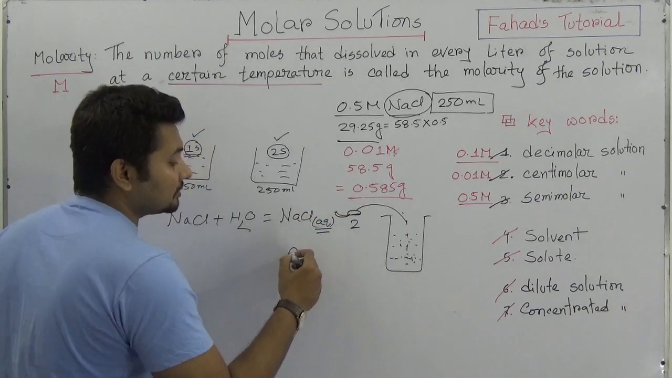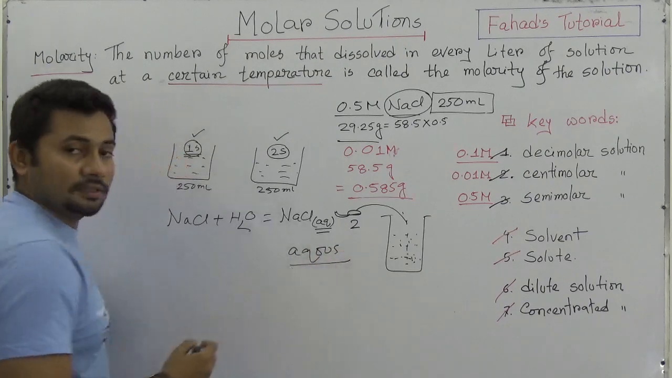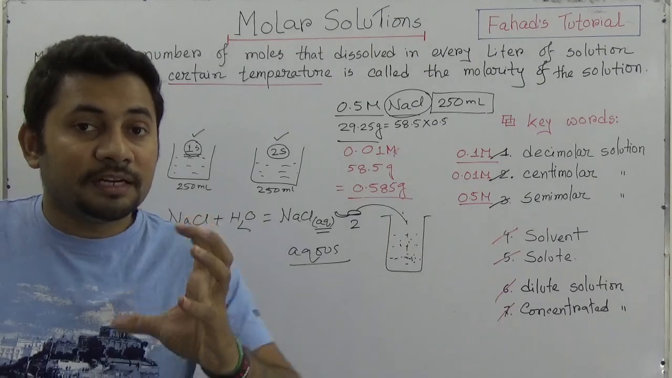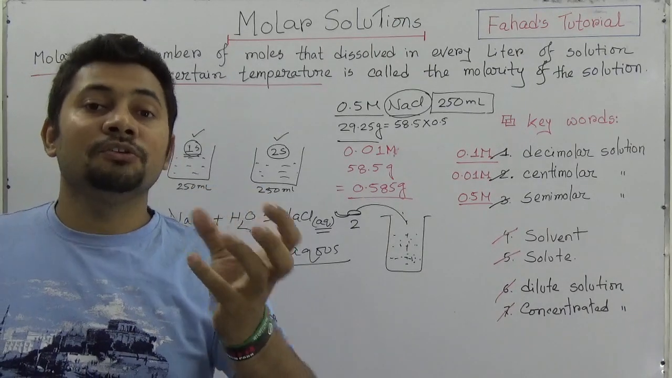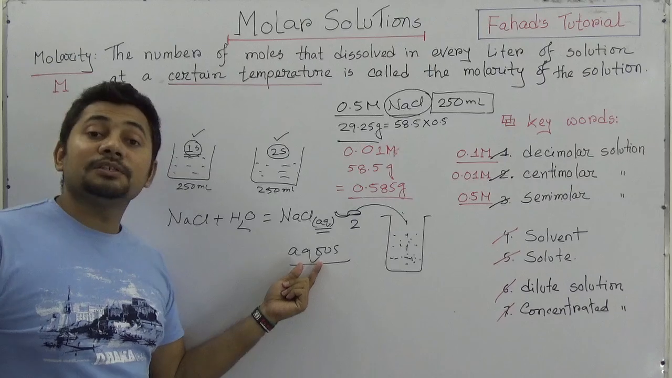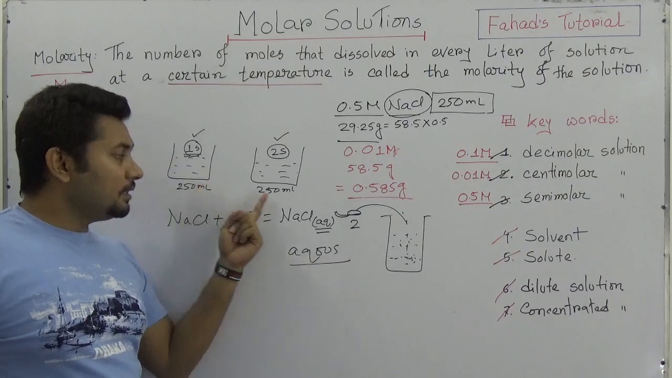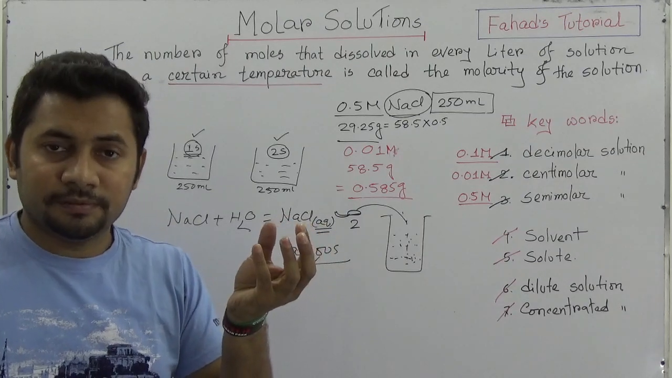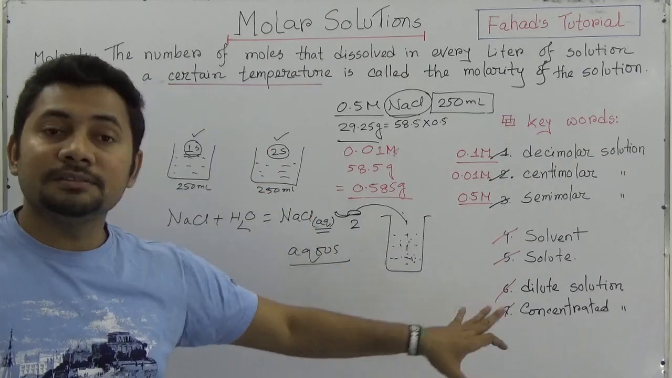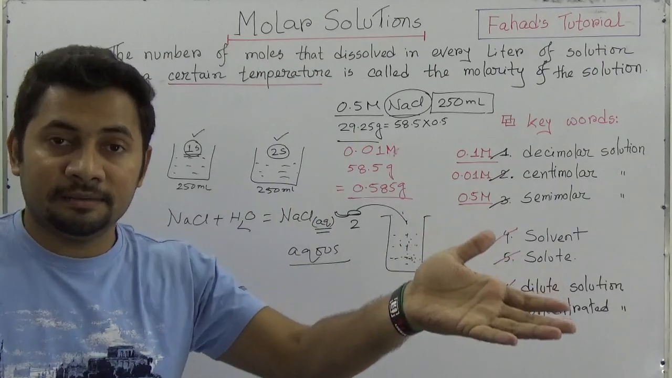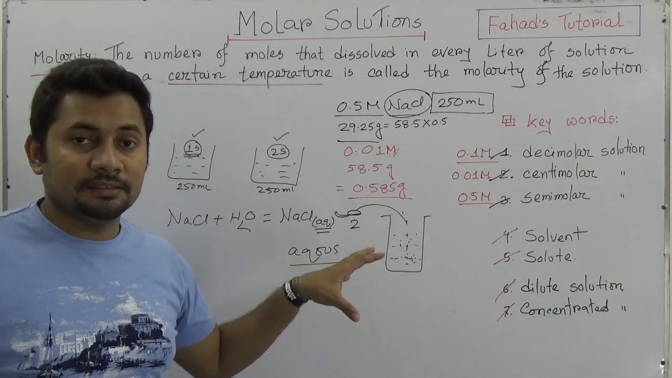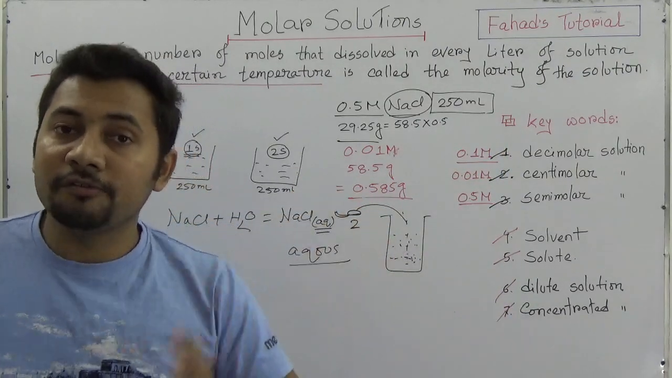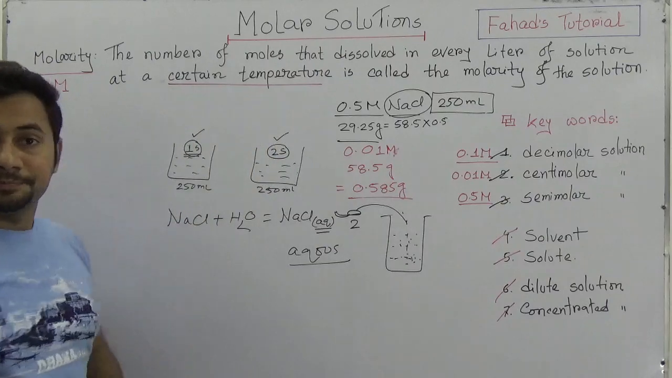This AQ means aqueous. It doesn't mean that sodium chloride is melted. It's about sodium chloride being mixed with water and creating a solution, and that is why this is an aqueous solution. Usually we understand a dilute solution as a lesser amount of solute in the solution, and concentrated means a comparatively higher amount of solute is mixed in the solution. I hope you understand these keywords so that we can go further regarding molarity.